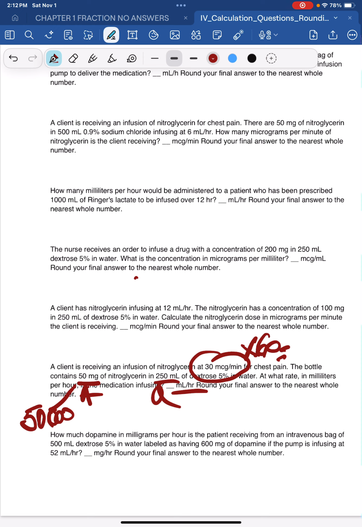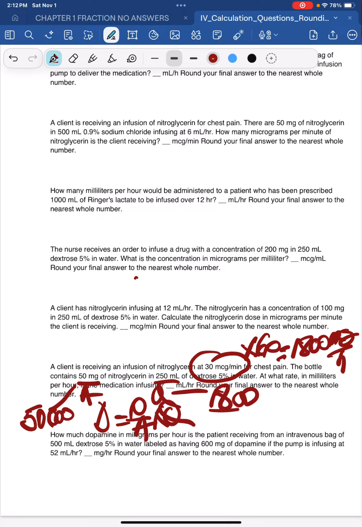So 30 multiplied by 60, now you have 1800 microgram per hour. Well, you know your dosage equals order over available times quantity. Now your order is what? 1800 divided by your available, which is 50,000, multiplied by your quantity, which is 250. You can do either way: 1800 times 250 divided by 50,000, or 1800 divided by 50,000 times 250. So let's do it. 1800 divided by 50,000, now we'll multiply by 250. So the answer will be 9 milliliter per hour. Let's look at this one here.